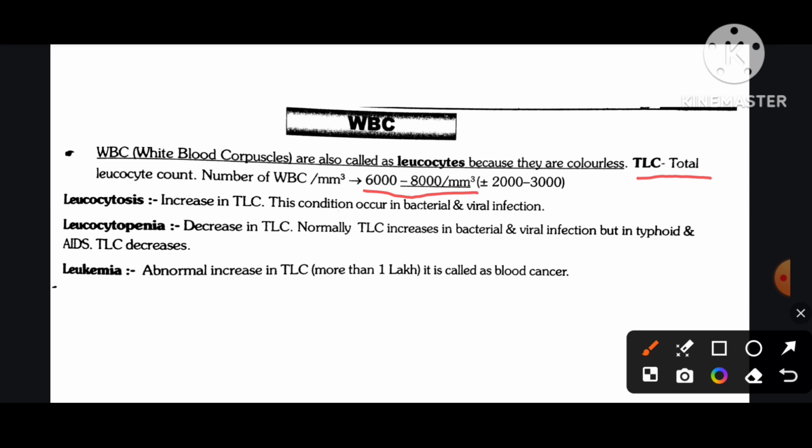Leukocytopenia is a decrease in total leukocyte count. Normally, total leukocyte count increases in bacterial and viral infection, but in typhoid and AIDS, total leukocyte count decreases. Leukemia is an abnormal increase in total leukocyte count to more than 1 lakh. It is called blood cancer.